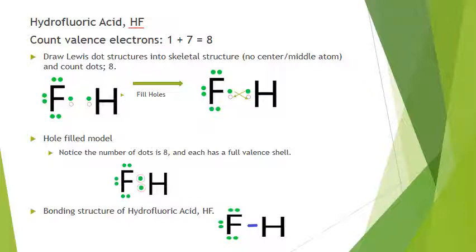Here's hydrofluoric acid. How many valence electrons? 1 plus 7 equals 8. So we have to have 8 dots when we're all done. The skeletal structure is HF, or FH, it doesn't matter. Add the dots, and then fill the holes. Then you get this right here. Count the dots: 1, 2, 3, 4, 5, 6, 7, 8. It fits. Then you can replace the shared pair with the dash.